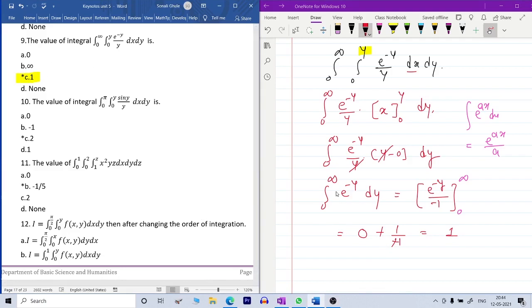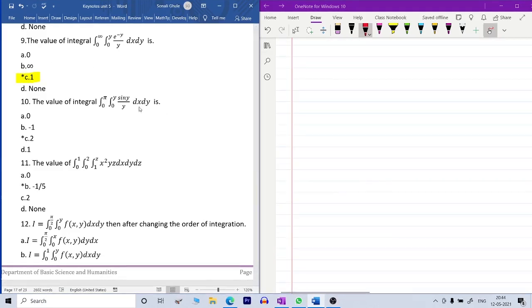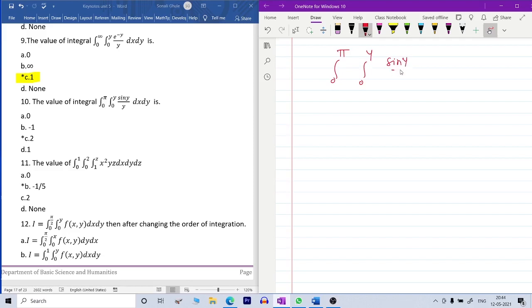Okay, let's solve your next example. Again we have to solve the double integration. So it is 0 to pi, 0 to y, sin y upon y, dx dy. Again here the inner limit is in terms of y, so we have to take the first integration with respect to x. Keeping y constant, it is sin y upon y, and integration with respect to x is x only, 0 to y dy.